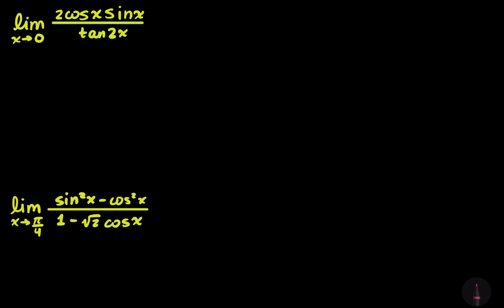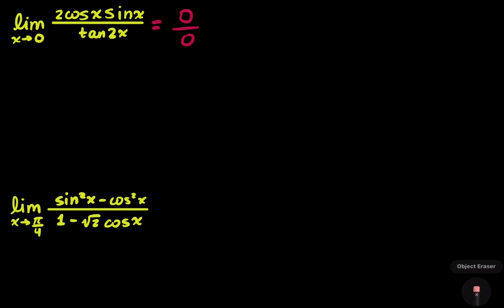If we take a look at this first limit over here, we have the limit as x approaches 0 of 2 cosine x sine x divided by tangent of 2x. If we use direct substitution, we get 2 times cosine of 0, which is 2 times 1, and then times sine of 0, which is equal to 0. So we'll have 0 in the numerator. And we're dividing by tangent of 0, which is sine of 0 divided by cosine of 0, which is yet again 0. So we have this indeterminate form.